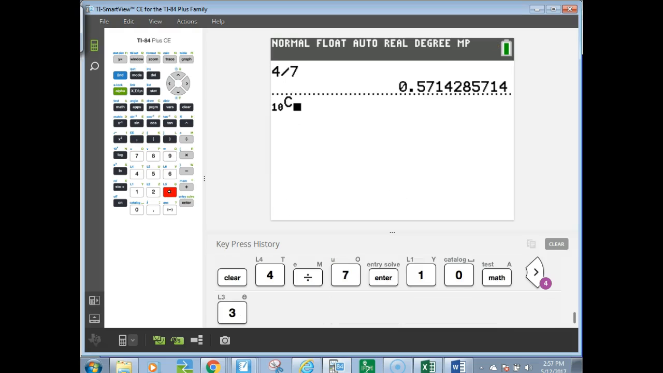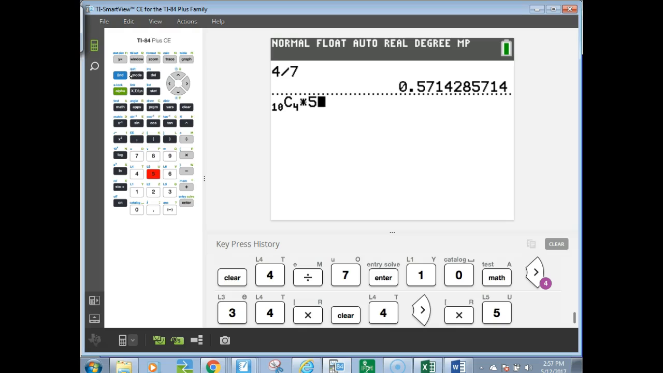I forgot how many I'm taking. How many of those am I getting? 4 of them? Oh, I can't do that. This thing doesn't like me. I have to get out of there if I want to hit multiply. And then it was 5, and he's going to get 2 of them.